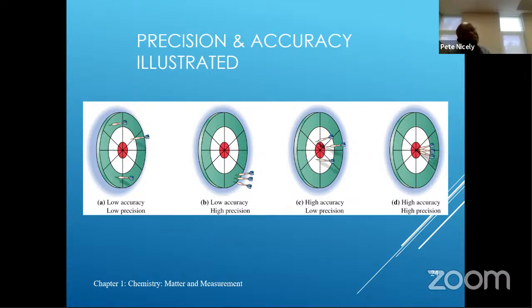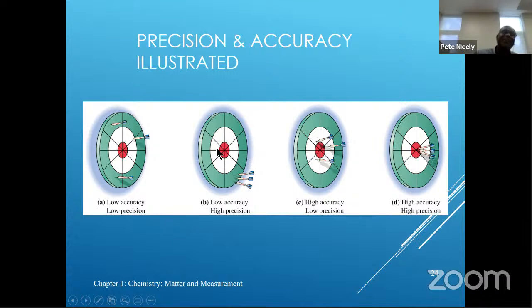So the center of the dartboard represents the true value, and where the dart ends up represents an attempt at measuring whatever this person is trying to measure, all right? So in the case of A, where the darts are all over the place, they're far from each other and far from the center, this represents a situation of low accuracy and low precision, all right?